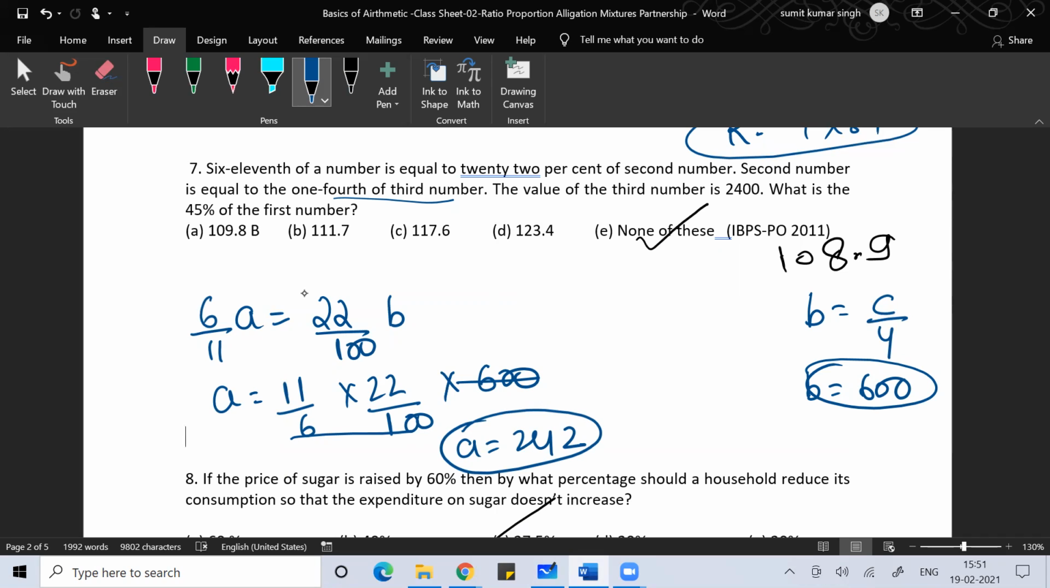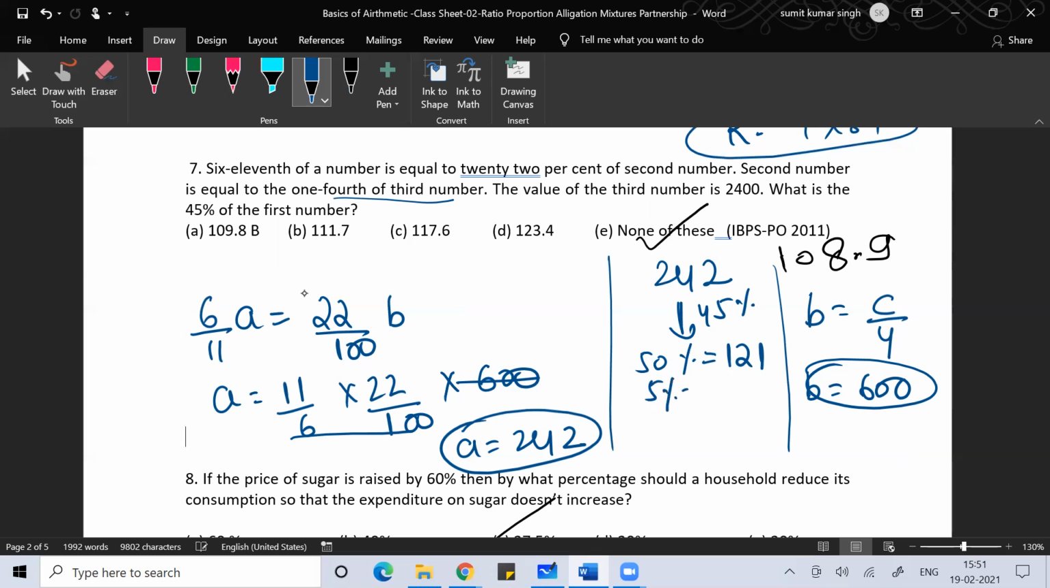So what is 45% of this number? You have to find 45% of 242. What is 50% of 242? It is 121. I hope you are understanding. What is 5%? It is 10% of this, that is 12.1. So you will get 108.9. So 45% is 50% minus 5%, and 5% is 10% of 50%.